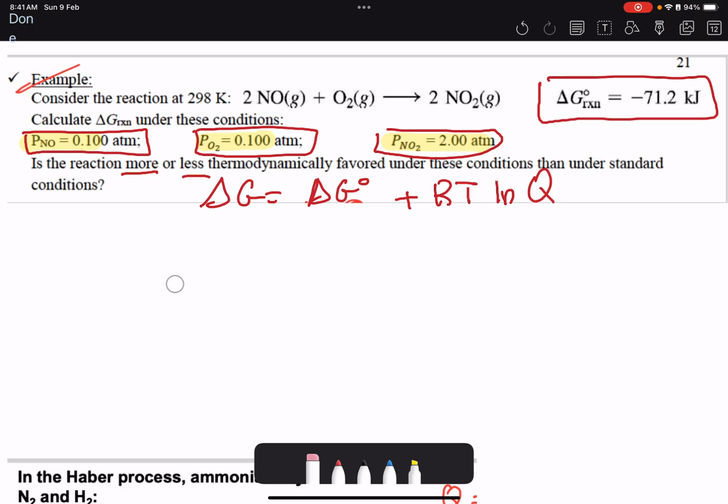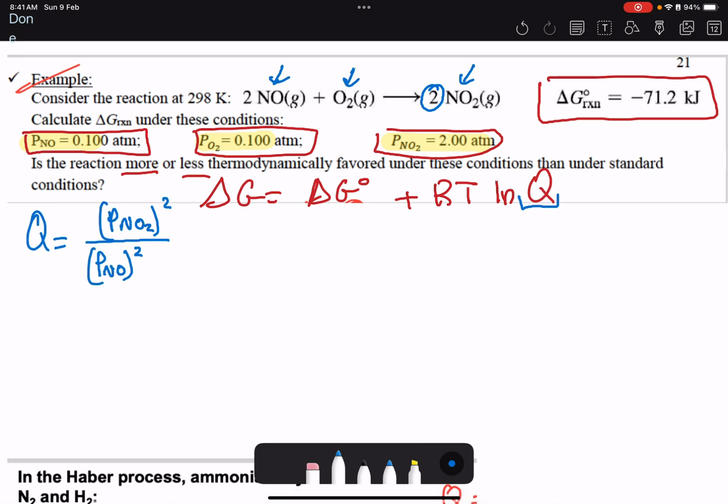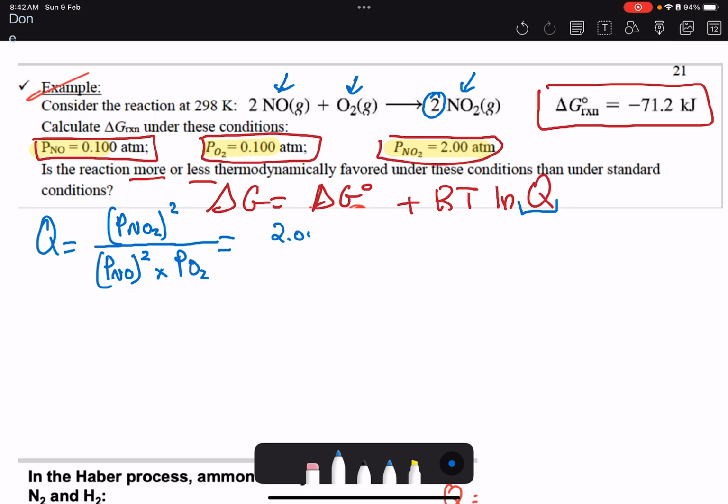So let's split this equation and calculate part by part. So first, I'm going to start finding Q. Q will take the formula of K, which is the pressure of product raised to the stoichiometric coefficient. So the pressure of NO2 squared divided by the pressure of O2 multiplied by the pressure of NO raised to their stoichiometric coefficients. So the pressure of NO2 squared multiplied by the pressure of O2. Okay, so that is equal to 2 squared divided by 0.1 squared multiplied by 0.100. And the answer is 4,000. We don't know whether we skipped equilibrium or not.